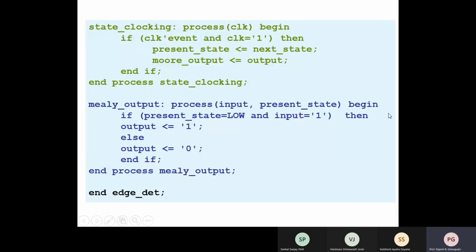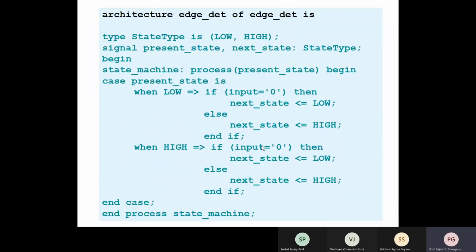And then in that, if present state is low and input is 1, only this is the combination where the output should be equal to 1. Otherwise, the output should remain 0. End process mealy output. So this is called a 3-process style for writing the state machine. Go through this once again. This is the 3 process because there are 3 processes involved. So you can design the state machine using 3 processes.